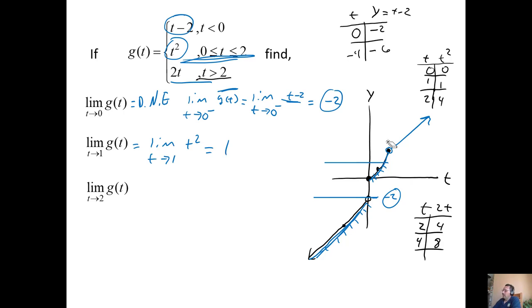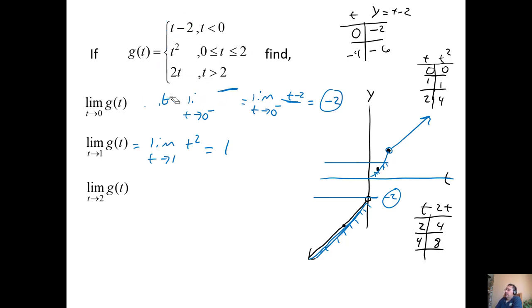So as we walk, getting closer and closer to 1, we're getting closer and closer to a y value of 1. Okay, no big deal there. Now I pause the video and do the third one. Right, take the limit as t goes to 2 of g of t. Make sure that you do everything correctly.